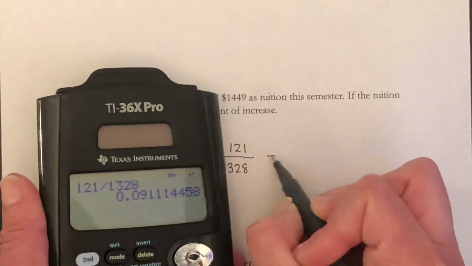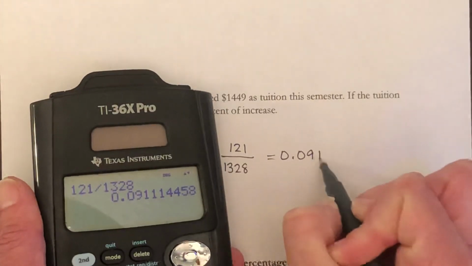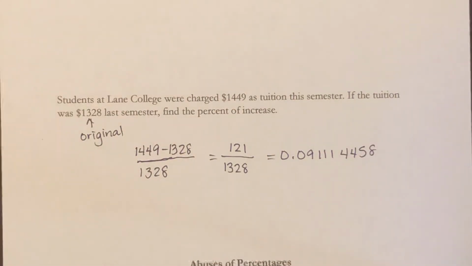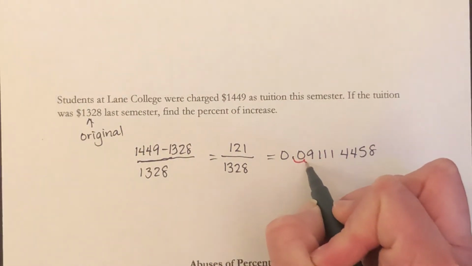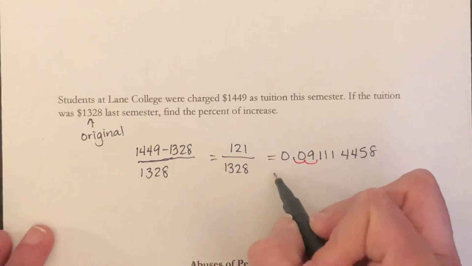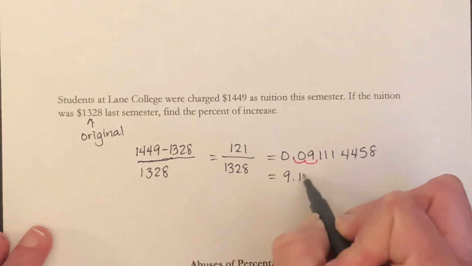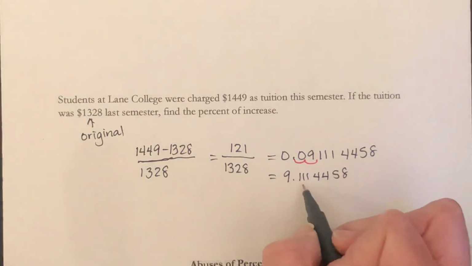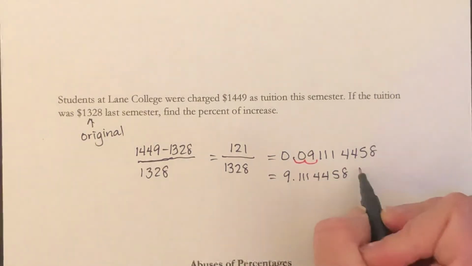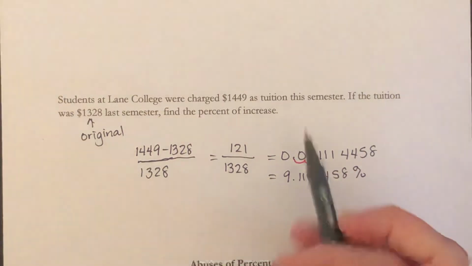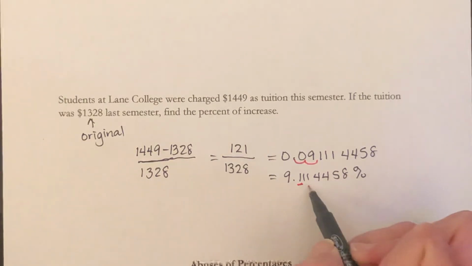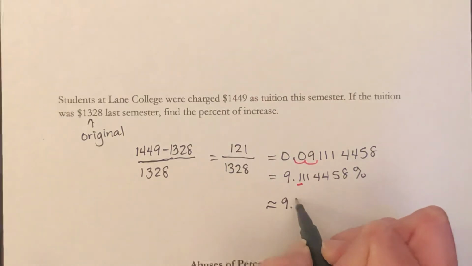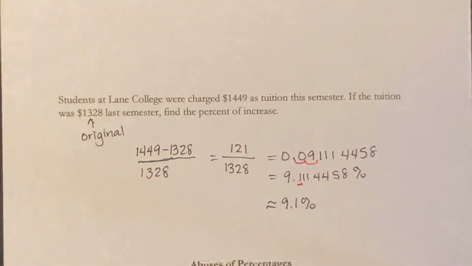So let me just write this down here. Let's go ahead and convert this to a percentage by moving the decimal here. This is not a step you would probably normally write out. And then we want to round to the nearest tenth of a percent, which means looking right here at this digit. The next one keeps it the same. So the answer they're looking for is 9.1% increase.